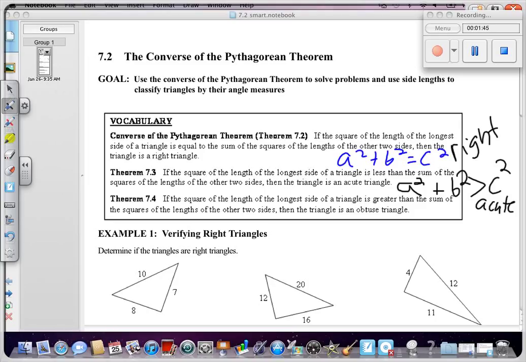This means it's acute. If the square of the length of the longest side of a triangle is greater than the sum of the other two, so a squared plus b squared is less than c squared, it is obtuse. Remember, obtuse means big.